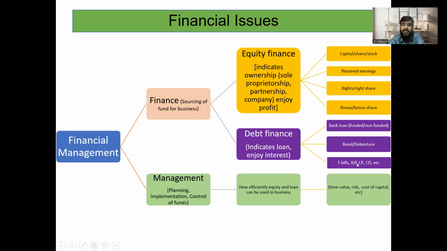You can borrow funds from the government's treasury bills. It is a government tool, and it is also available on the stock exchange or secondary market. Bill of exchange, commercial paper, certificate of deposits. These are the sources of funds to implement your project.